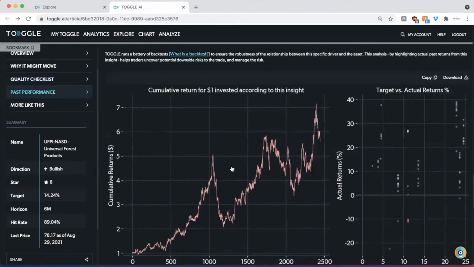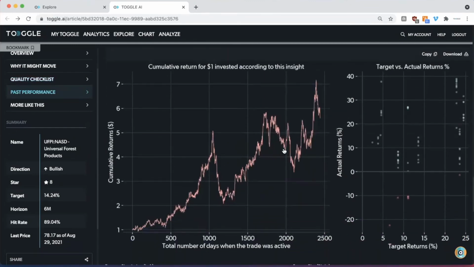Lastly, I'll just quickly go over our past performance results. On the left side, you have a cumulative return graph. It shows you what would have been the value of $1 had you invested in it the first time an insight came out. On the right side, you have a scatter plot, which shows you the relationship between what Toggle was predicting and what actually happened. This shows you the distribution of risk, what you could expect to see, anywhere between 0 to 20%, but you also had the possibilities of seeing 30+% return and sometimes even negative 10% return.